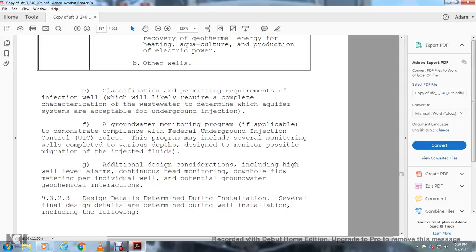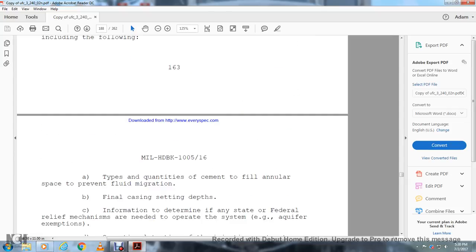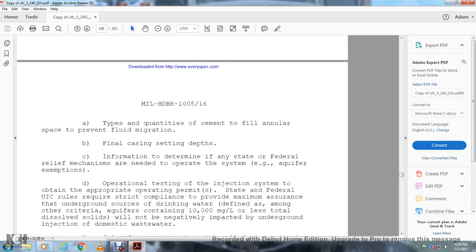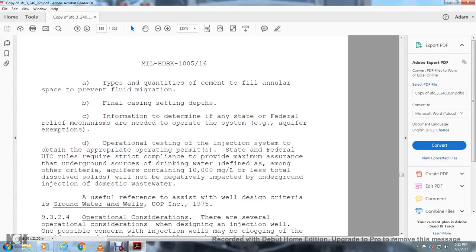9.3.2.3: Design details determined during installation. Several final design details are determined during the well installation, including the following: the type and quantity of the cement to be filled in the annular space to prevent fluid migration, final casing setting depths, information determined in any state or federal relief mechanisms needed to operate the system, aquifer exemptions, and operation.